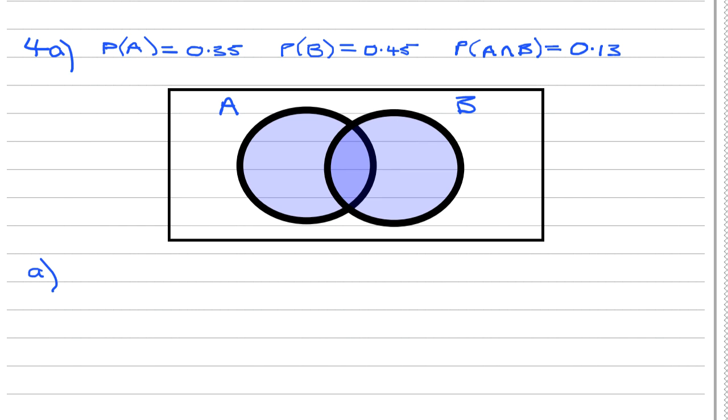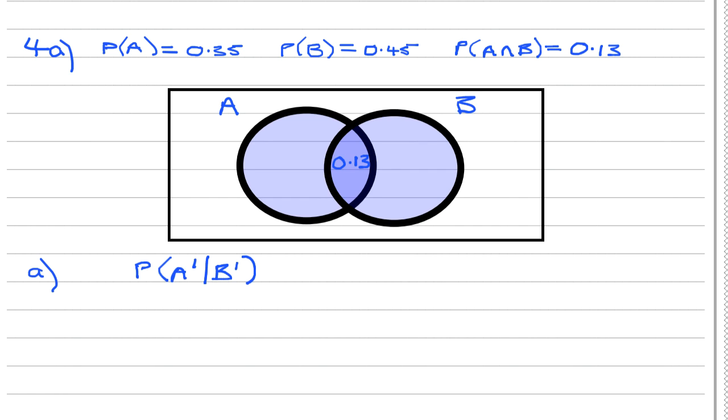Now for part A in the question, we're asked to find the probability of A dashed, which means not A, given B dashed, and that means not B. So where we have to start is filling in these probabilities on the diagram. We start in the middle with A intersection B. That is 0.13 and we put that in the middle.